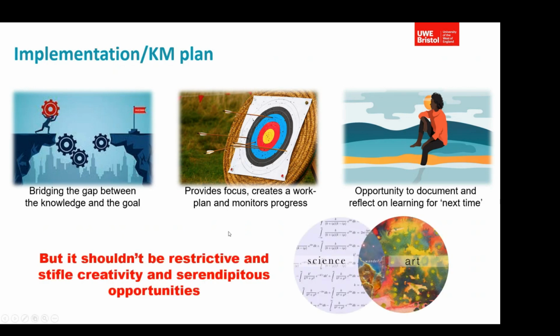However, what I would also say is why it's important to have a plan is that it shouldn't be restrictive and stifle any creativity. So for me, KM is very much a science, but also an art as well. And many serendipitous opportunities will arise that will allow you to achieve more impact from your research as well. And actually, I think one of those really classic examples of that is COVID and how that created many opportunities for people to think more creatively about how they may achieve impact from their work.